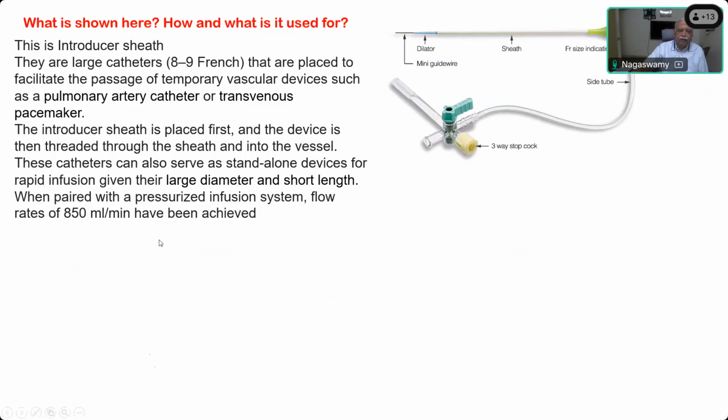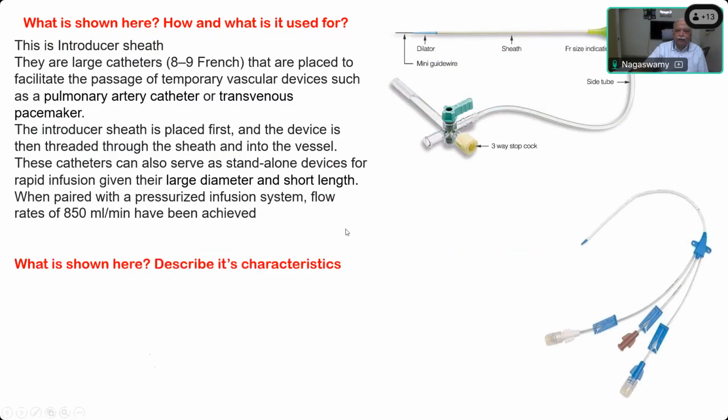So if any examiner asks you which is the best method of giving maximum fluid replacement, you can say introducer catheter with a pressurized infusion system. You can deliver up to 850 ml per minute, which multiplied by 60 for 1 hour runs to more than 5 liters. Okay. What is shown here and describe its characteristics?